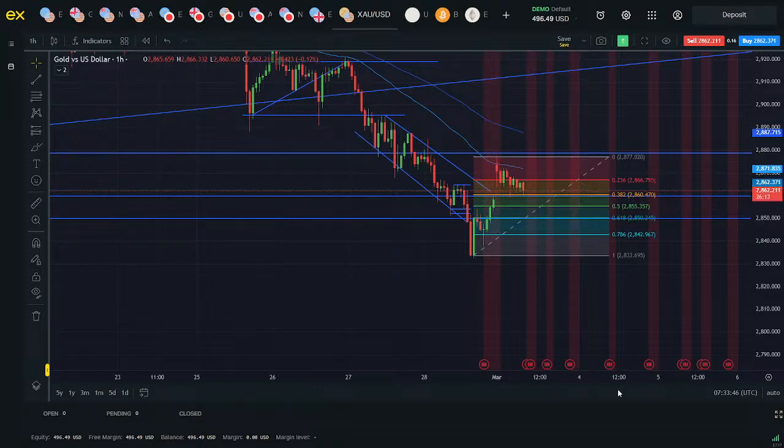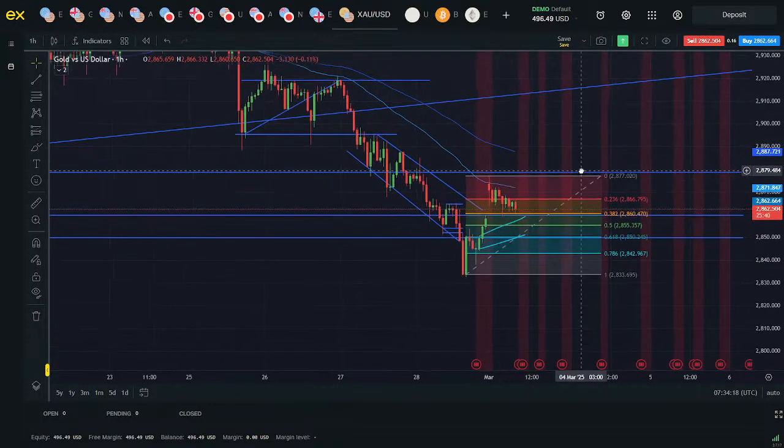Let me tell you one more thing. From 0.786, or particularly down from that very point, the institutions usually come into play, or they buy at that very point, because the market has taken out the stops of all the buyers who might have planned for a trade from this particular point, or from this particular point, maybe. So yeah, that is the case over here.